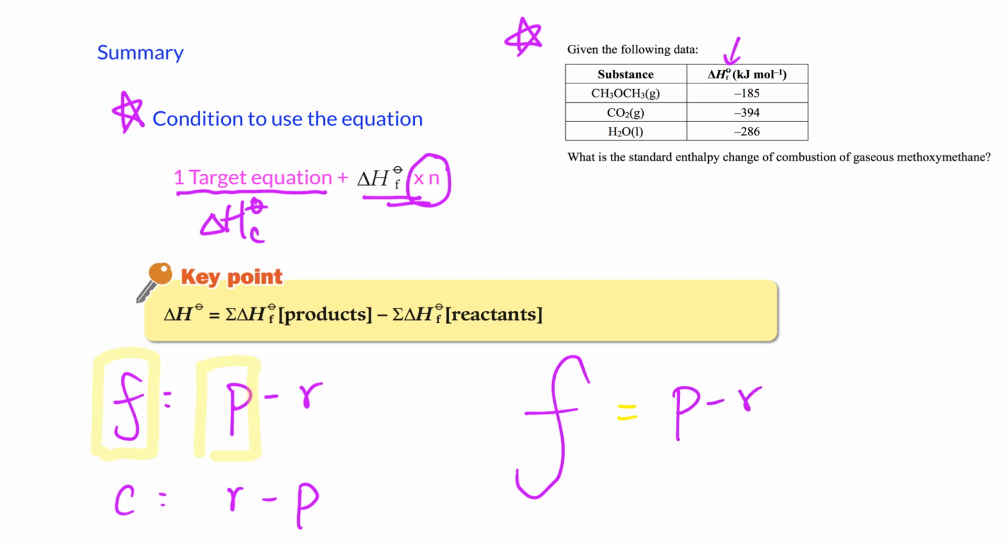If you are given a lot of formation data, then it will be P minus R. But later on you learn that if you are given a lot of combustion data, then at that time, C is a shorter one, so therefore it will be R first and then minus P. That means the reactant minus the product. I'll explain a little bit more in the next videos.